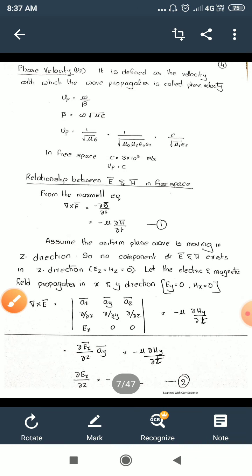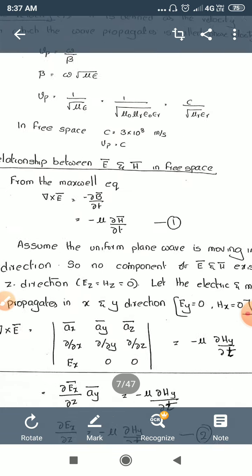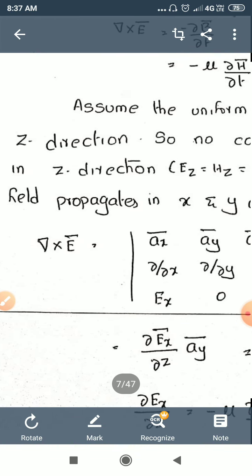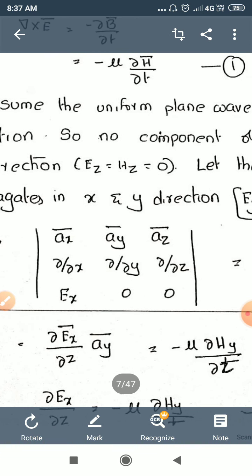Now, assume the wave is propagating along the z direction. So there will be no z component. Ez component or Hz component will be equal to 0, and let the electric field and magnetic field be in the x direction and y direction. So there Ex component will be there and Hy component will be there. We are assuming in such a way. Now how to expand del cross E? Already we know how to expand del cross E. So del cross E equal to determinant of Ax cap, Ay cap, Az cap, dou by dou x, dou by dou y, and dou by dou z.